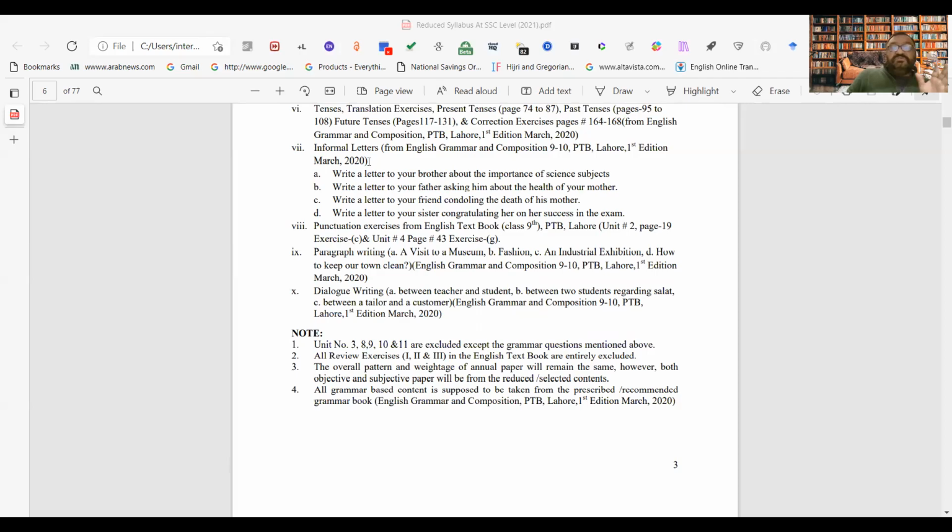Because the syllabus is almost the same. It is not different in the Punjab Textbook Board, Federal Board, Sindh Board, and Peshawar Board. They are the same. They are not different.